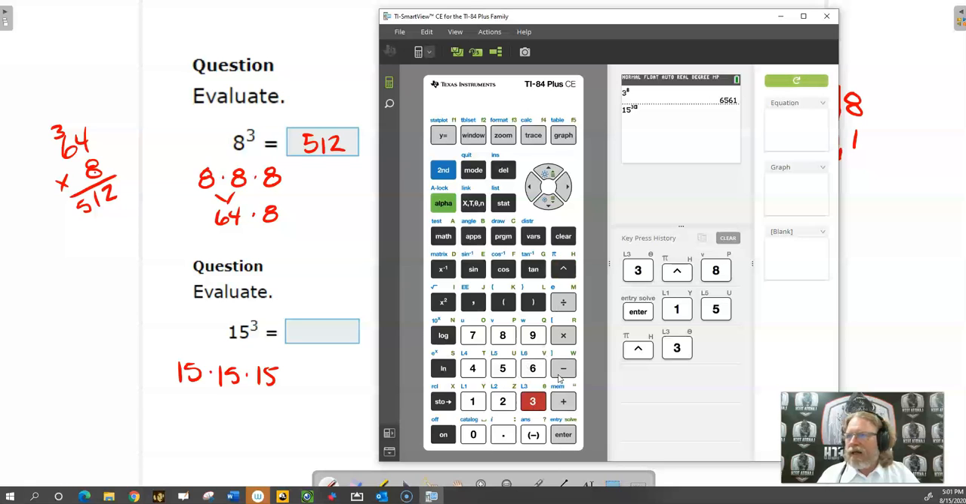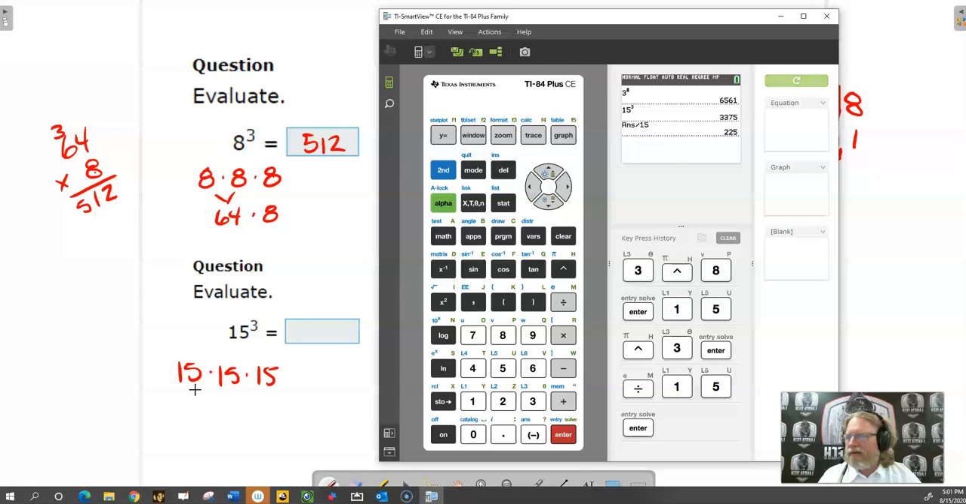Press that. I'm thinking this is like 225. Do I remember that? Wow, I was way off. 3,000. Oh, I was thinking of just the 15 squared part. And then if I take that 225, we can find that out. Let's divide that by 15. Yep, 225. So 15 times 15 is 225. Then I multiply that to it.